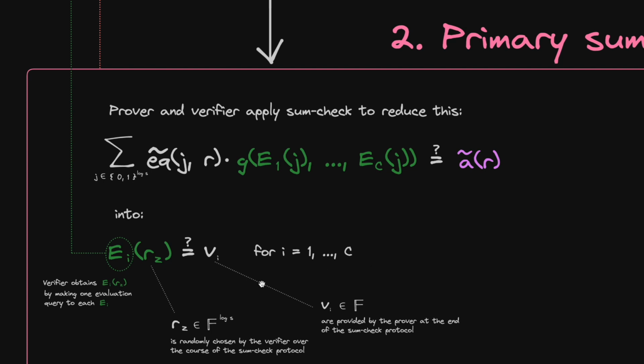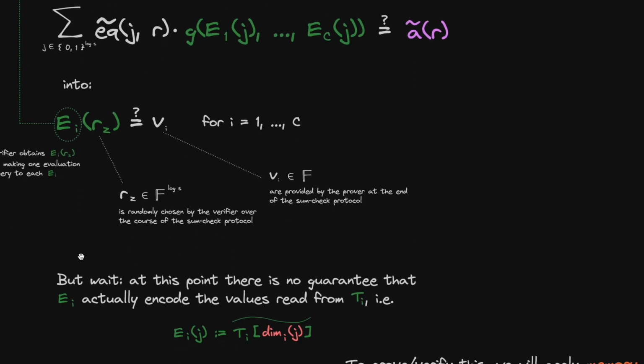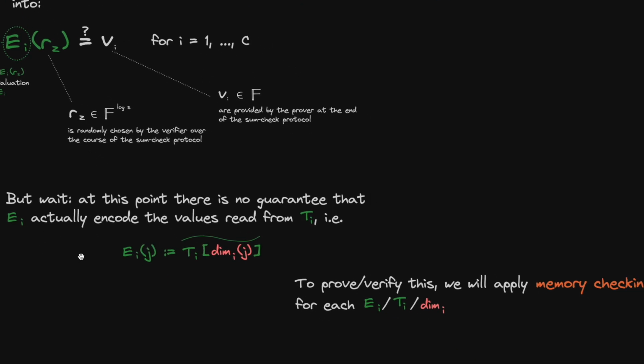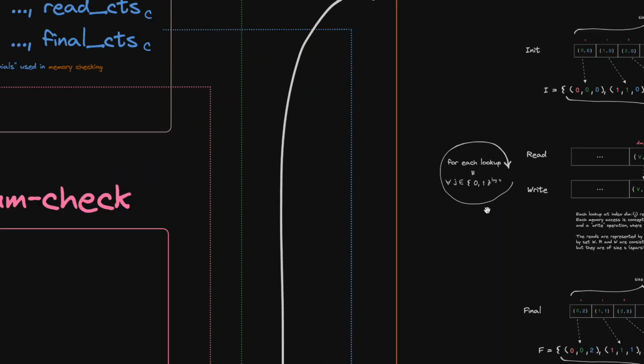The verifier is going to obtain E_i of r_z by making one evaluation query to each E_i, which, if you follow the dotted line, was committed to back in the commitment phase. So at this point, there's still no guarantee that, like we said, E_i actually encodes the subtable values. So we need to somehow prove/verify that the E_i's are in fact consistent with the T_i's and dim_i's. To do that, we're going to apply memory checking. This takes us to the third step of surge.